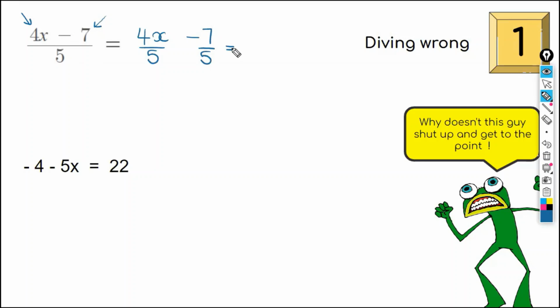Of course, we could divide each one separately and put it in decimal form, or we could leave it in fractions. But if you decided to put it in decimals, you will get 0.8x minus 7 divided by 5, which is 1.4. And then you can obviously simplify these two. 0.8 minus 1.4 is minus 0.6x. Everyone agrees with that?